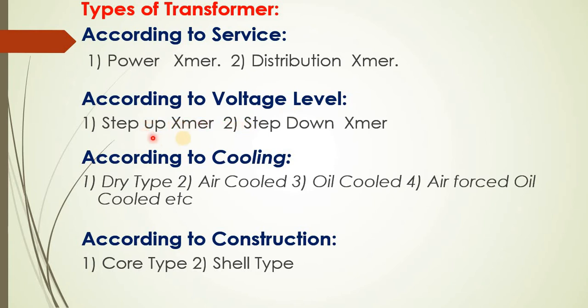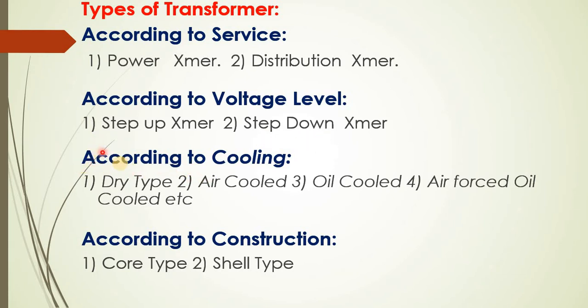So voltage can be stepped up or stepped down, so they are called step up transformer or step down transformer. In a step up transformer, the secondary voltage is higher than the primary, and in a step down transformer, the secondary voltage is less than the primary. So it's called a step down transformer.